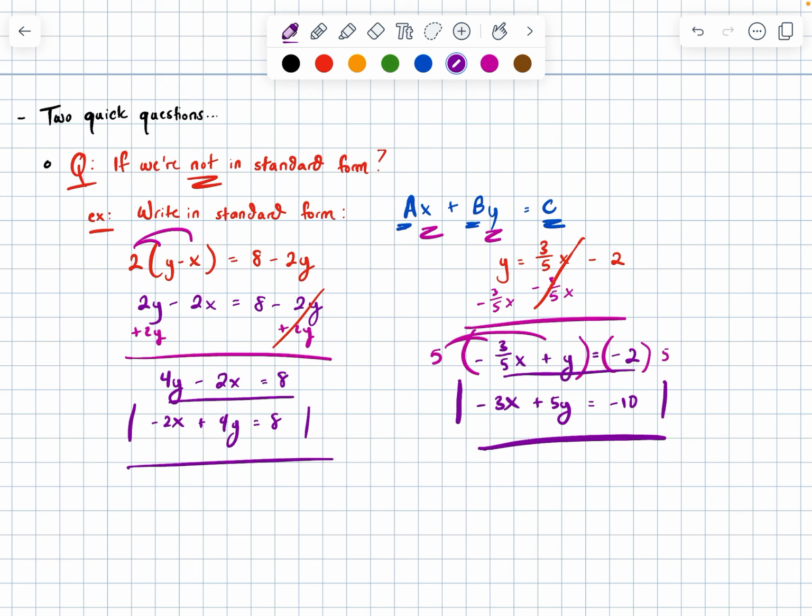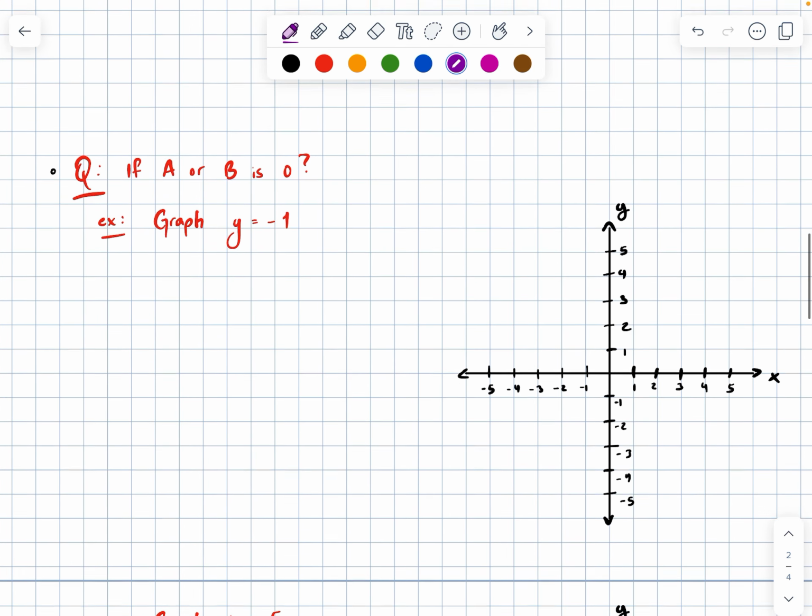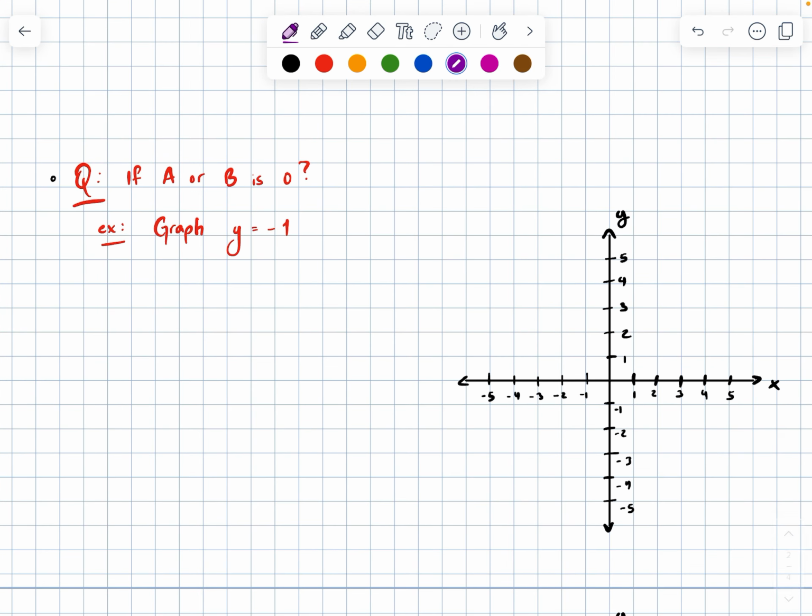One last one for the road. So, in standard form, we said a, b, and c can be integers, which means they could be positive, they could be negative, or they could be 0. So what if a or b is 0? Say that I take something like this, y = -1. Notice here the coefficient of x would have been 0, so the x term went away. What would happen here? If I'm saying y = -1, it's a little weird, it's a little wonky, but it is technically in standard form.